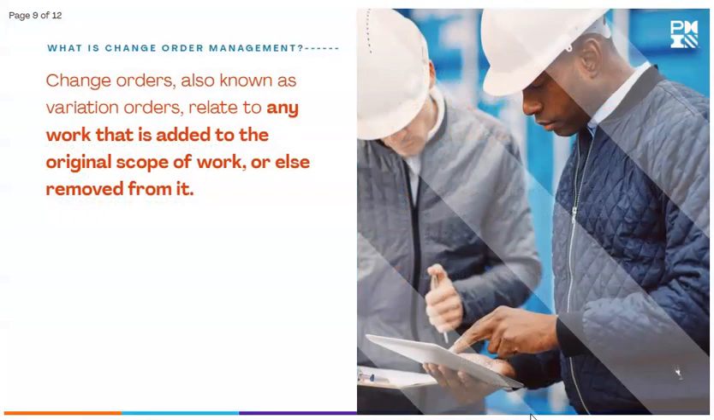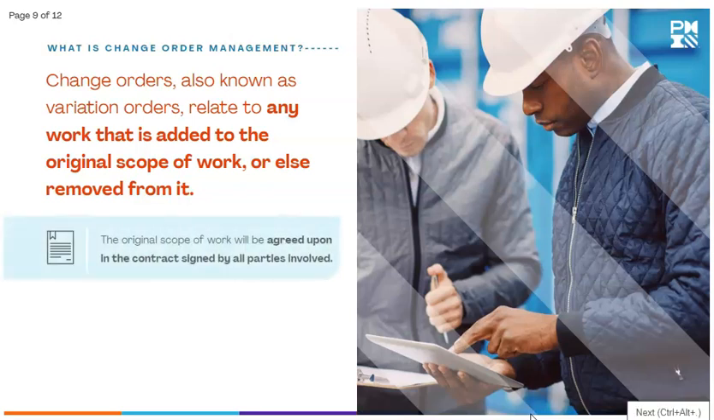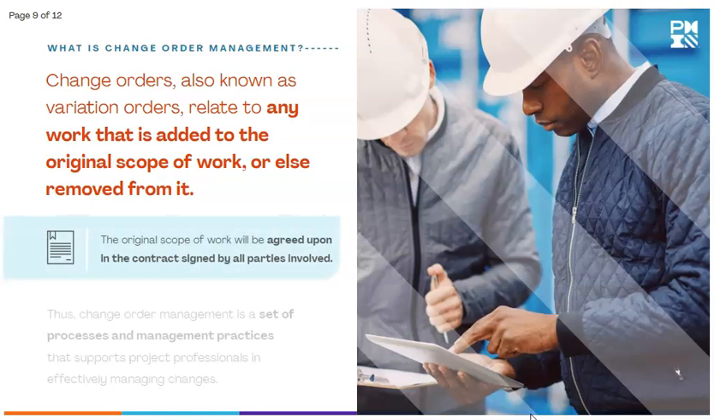Change orders, also known as variation orders, relate to any work that is added to the original scope of work or else removed from it. The original scope of work will be agreed upon in the contract signed by all parties involved. Thus, change order management is a set of processes and management practices that support the project professionals in effectively managing changes that arise during the progression of their projects.